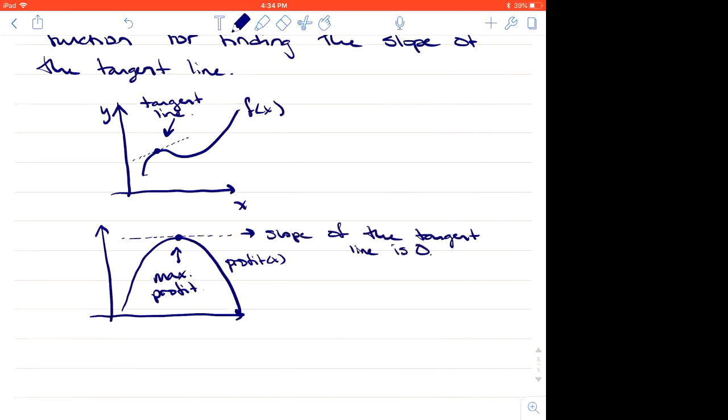So what we do is we find the derivative of the profit function, right? The derivative is the slope of the tangent line. And then we set the derivative equal to 0. We force it to be 0, right? And then we're able to solve for the value of x, right, where the slope of the tangent line is 0. That's your maximized profit, right? Output of x. And then we can solve for the actual profit at that point of x.